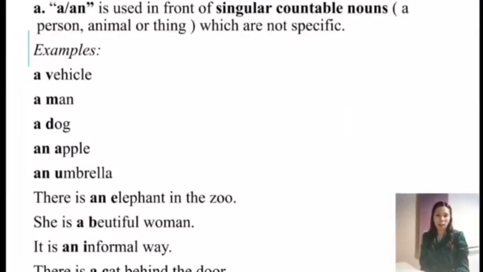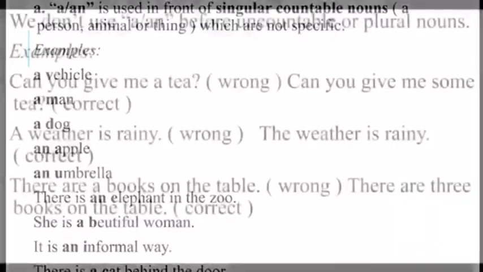A and an are used in front of singular countable nouns. For example, a dog, a man, an umbrella, an apple.